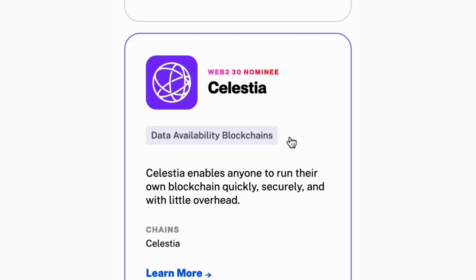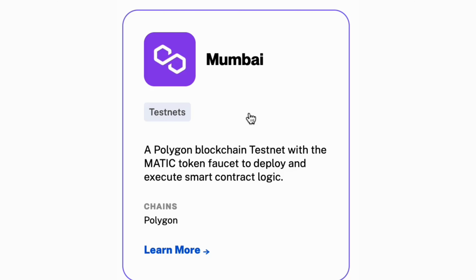So that's the one we have. After that we have this Mumbai testnet. It's built by Polygon, so if you want to deploy a contract and test, you can do that on the Mumbai test network. Again, it's provided by the Polygon chain, you can consider that.